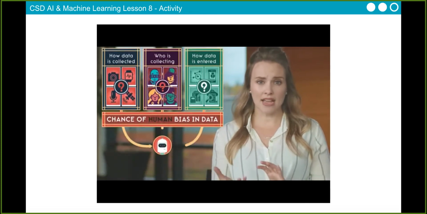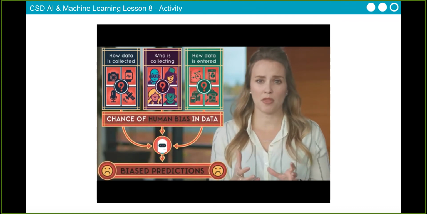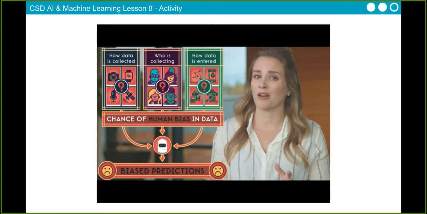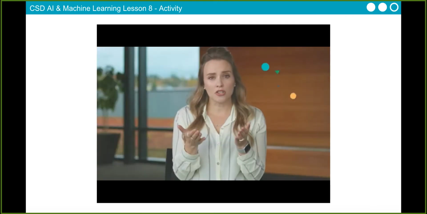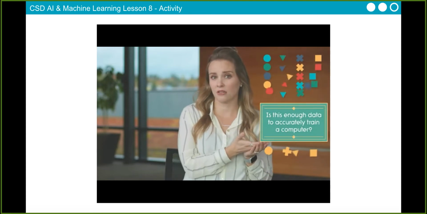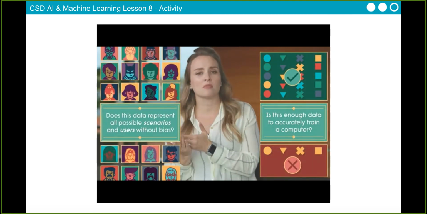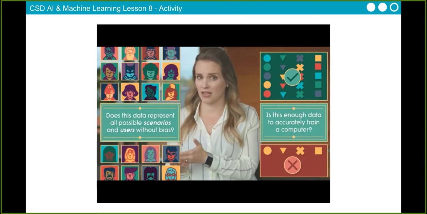By learning from biased data, the computer may make biased predictions. This can happen whether the people training the computer are aware of it or not. So when you are looking at training data, ask yourself two questions. Is this enough data to accurately train a computer? And does this data represent all possible scenarios and users without bias?